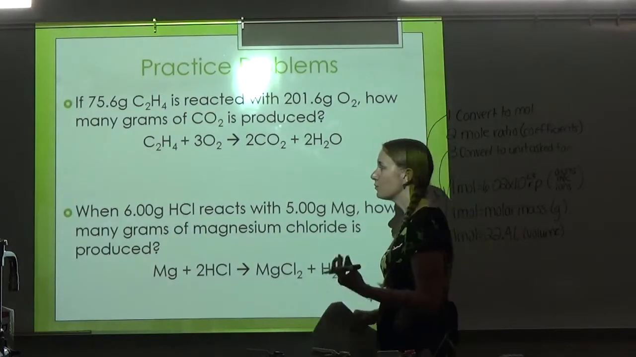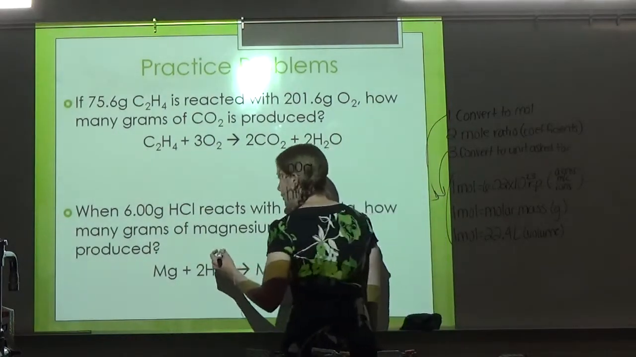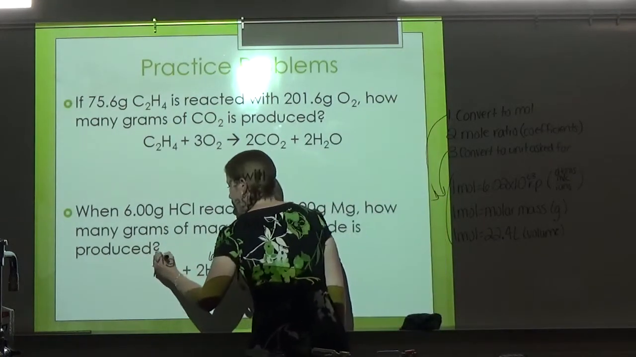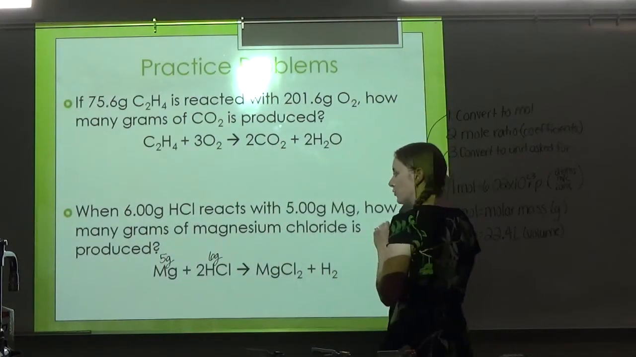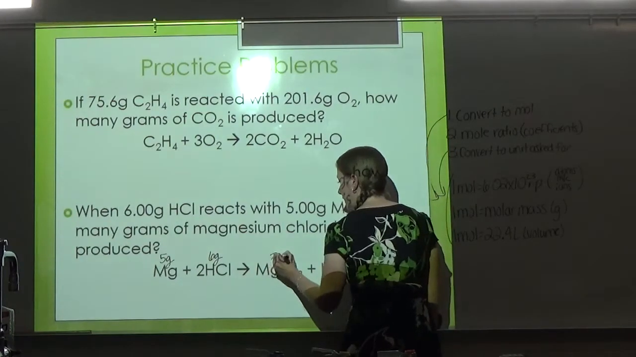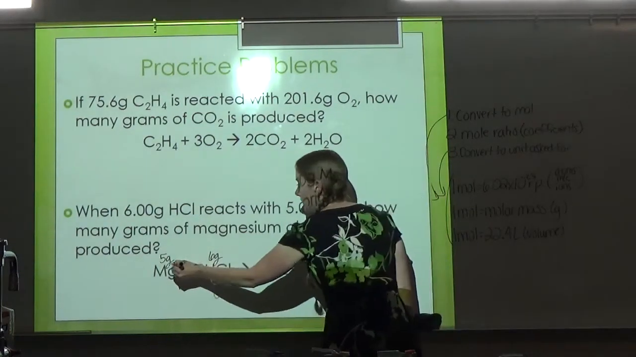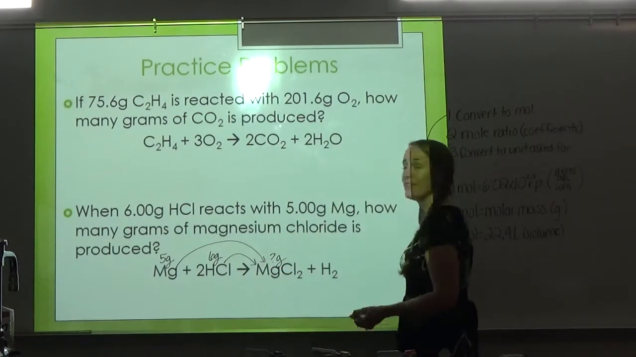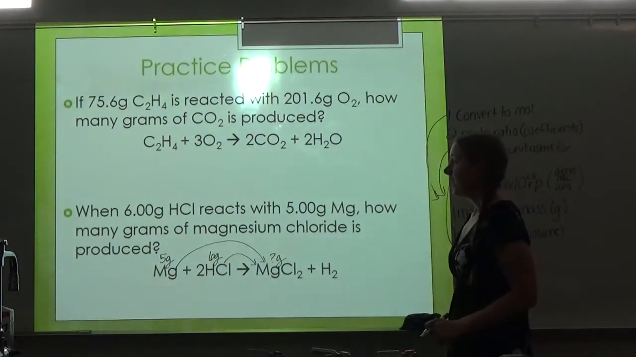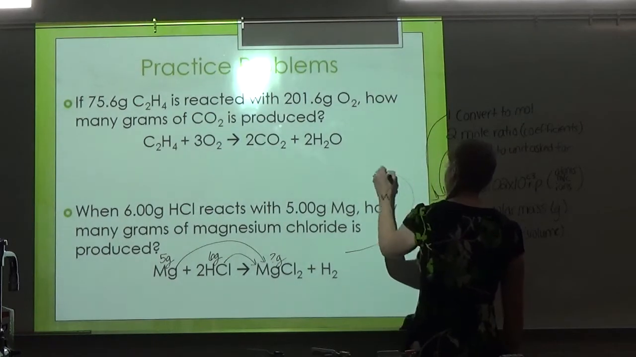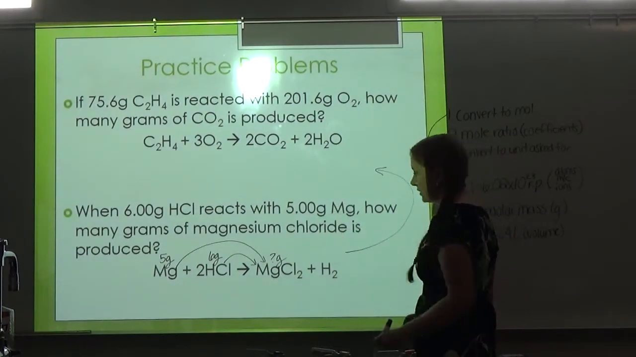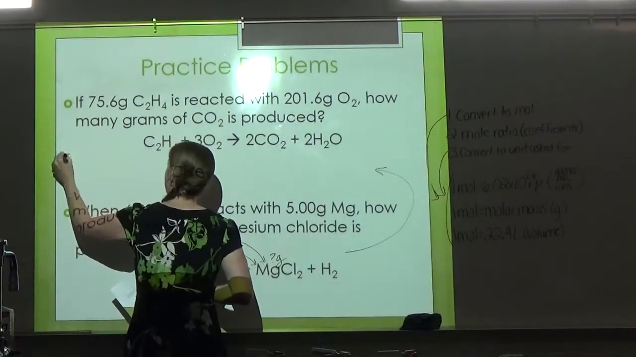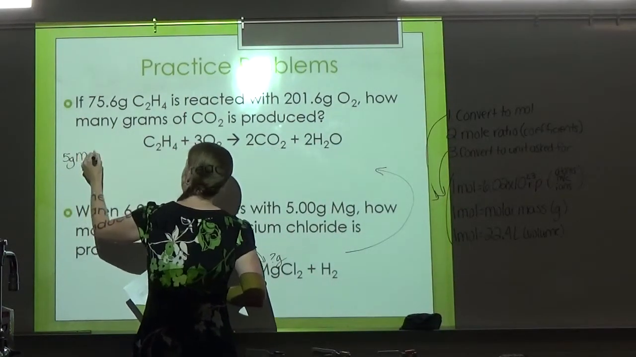All right, so it says when 6 grams of HCl reacts with 5 grams of magnesium, how many grams of magnesium chloride is produced? So I'm going to go from here to here, here to here, and then I'm going to pick the lowest. All right, so like I said, I'm going to put my answer up here though. So please know I'm working out this question. So I'm going to start my 5 grams of magnesium first. So 5 grams of magnesium.